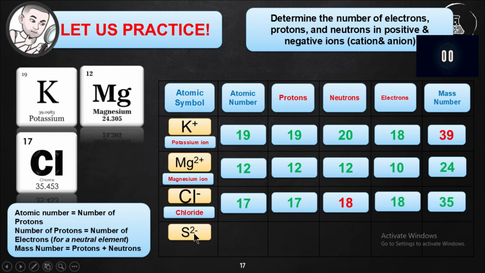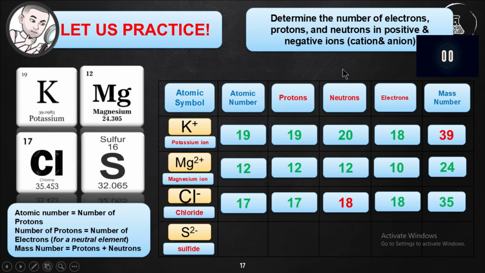Next element is negatively charged sulfur. Ang tawag dito ay sulfide. Ito yung details niya. I'll give you another 10 seconds to think about your answer.